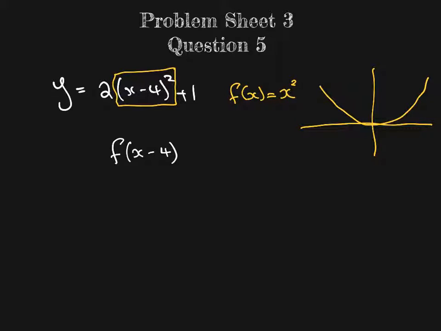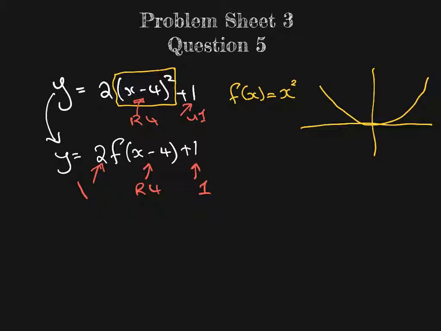F of x is x squared. F of x minus 4 is x minus 4 squared, with a 2 at the front and a plus 1. So by flipping the notation like that, I can see what's happened. It's gone right 4, up 1. This is why the completed square is so good for us to see what's happened. You can just look at it straight away and go, right, it's gone right 4, up 1, and then the 2 just makes it a bit tighter. So rather than being quite an open quadratic, it's squashed in like that.